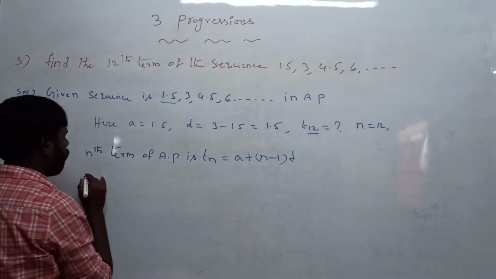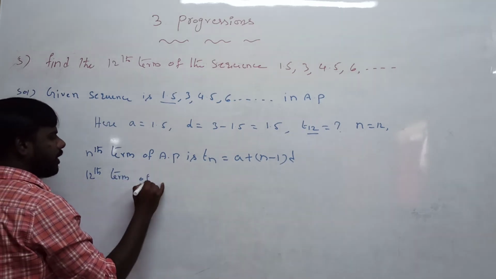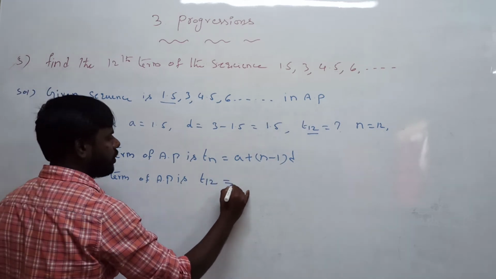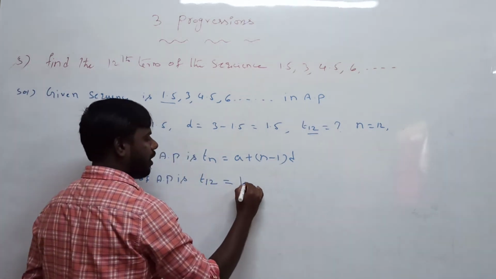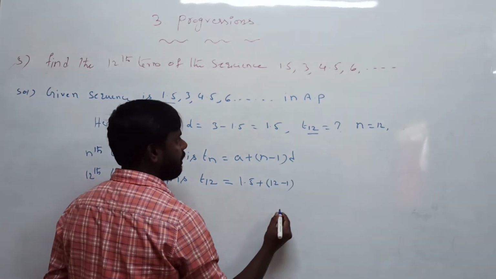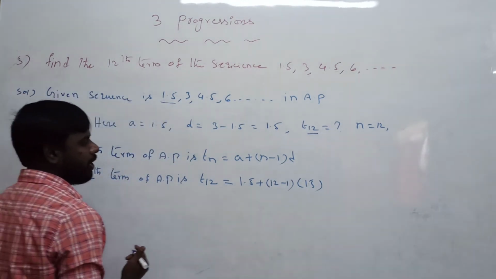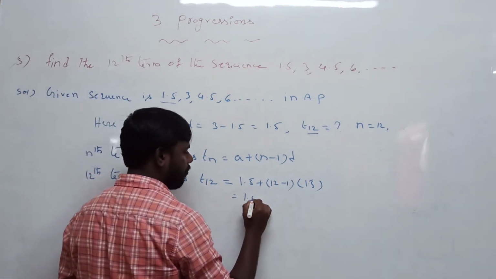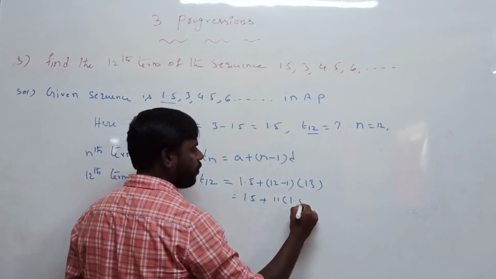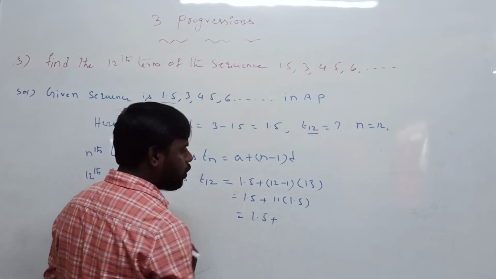What is the nth term? They have given the 12th term. Now writing the 12th term of the arithmetic progression, find the values. 12th term is equal to a value is 1.5, n value is 12 minus 1, into d value is 1.5. So d value is also 1.5. Now simplify: 1.5 plus 12 minus 1 is 11, 11 into 1.5. 1.5 plus 11 into 1.5.